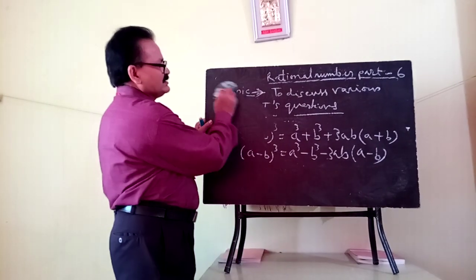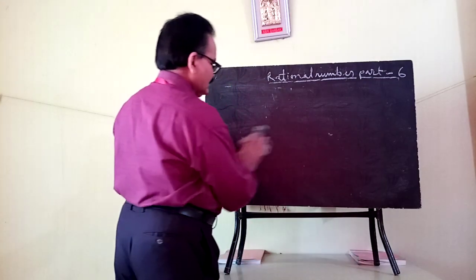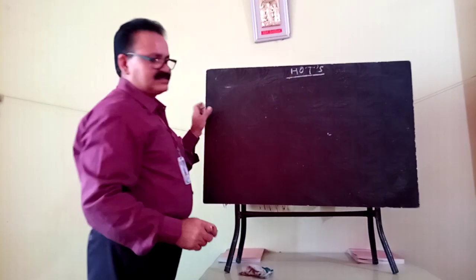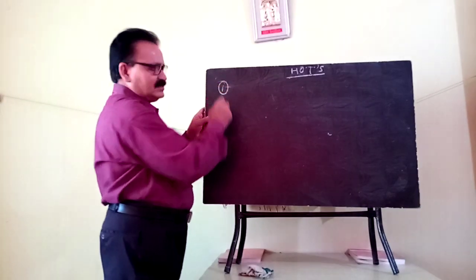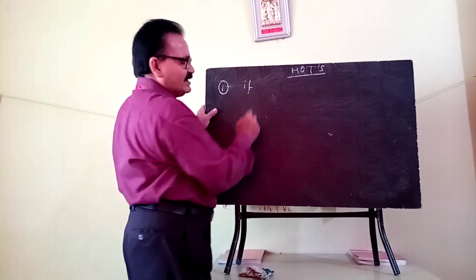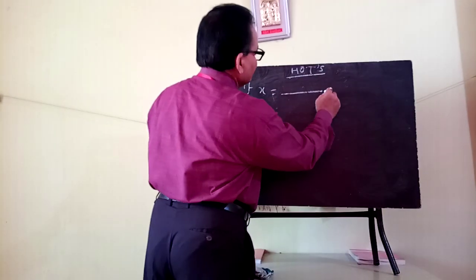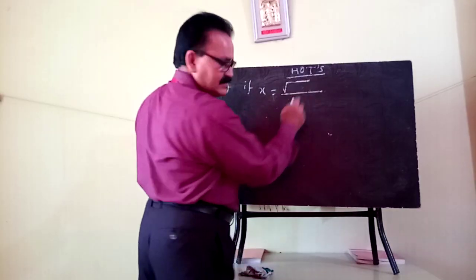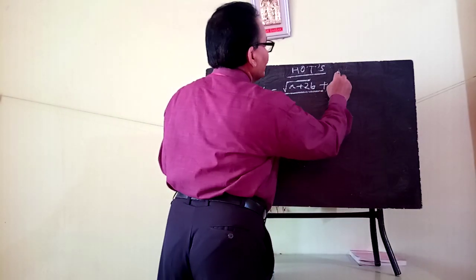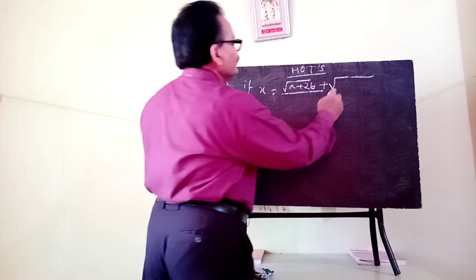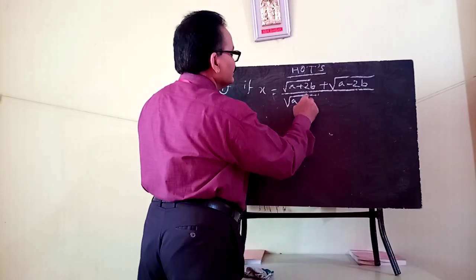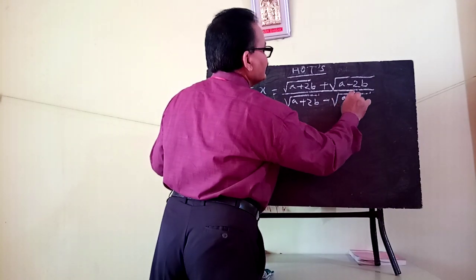Now I will go through the examples. Some HOTS questions I am explaining to you. Suppose question number 1: if x equals square root of a plus 2b plus square root of a minus 2b, divided by square root of a plus 2b minus square root of a minus 2b.